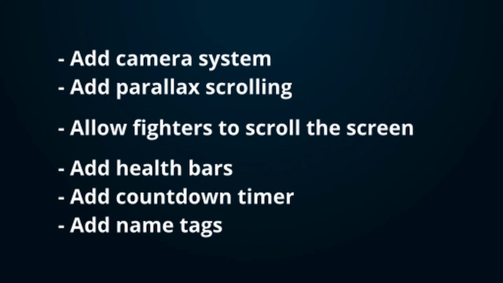To do this, we'll look to understand how to add a camera type system, which will also lead us on to understanding parallax scrolling, and how to handle the layers required to build Ken's background. Then finally, we'll get the fighters to interact with the camera and enable it to follow them around.